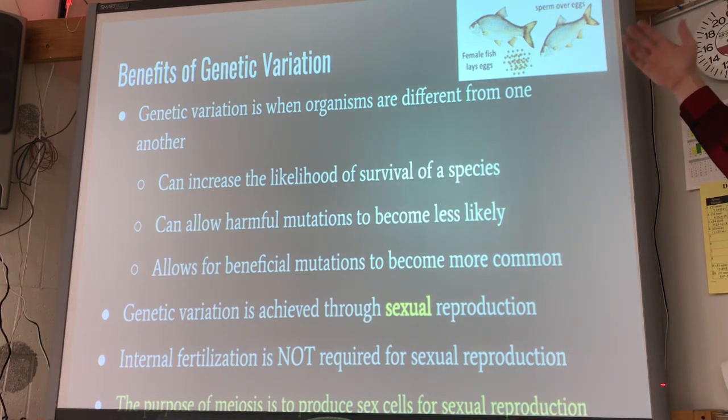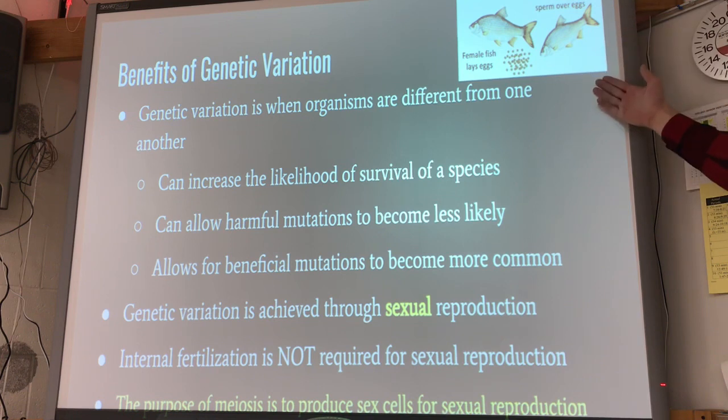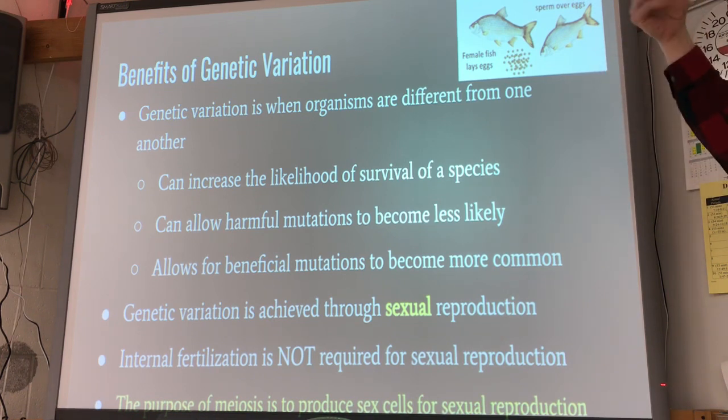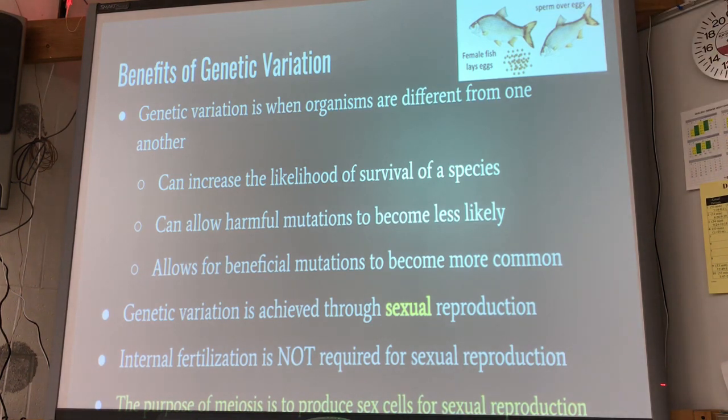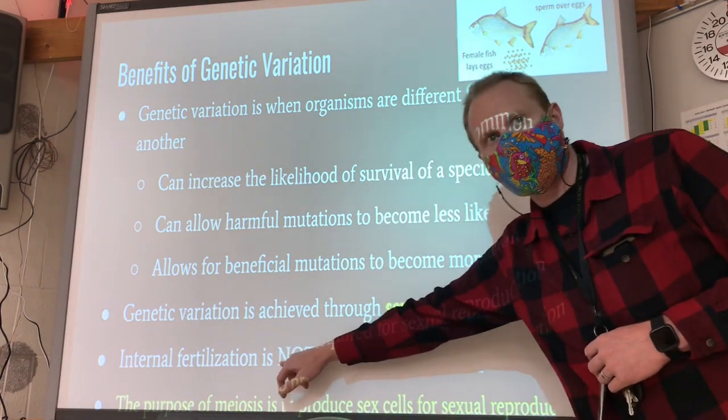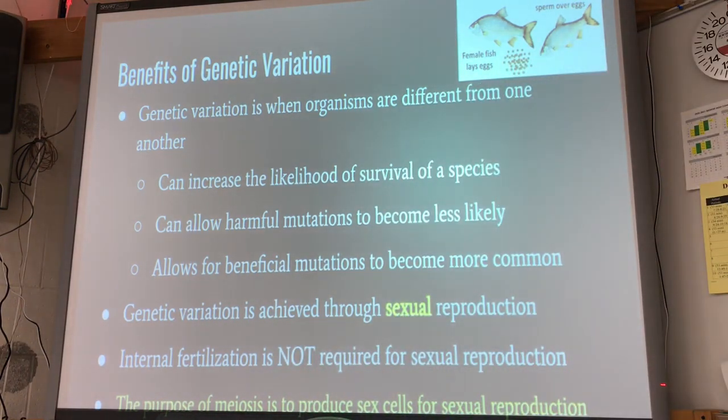They fertilize their eggs externally. Still sexual reproduction. Egg and sperm combining. It just doesn't happen in the body, right? It happens at the bottom of the lake, the bottom of the river. Flowers, same thing. Pollination, that's sexual reproduction. Internal fertilization is not required for sexual reproduction.